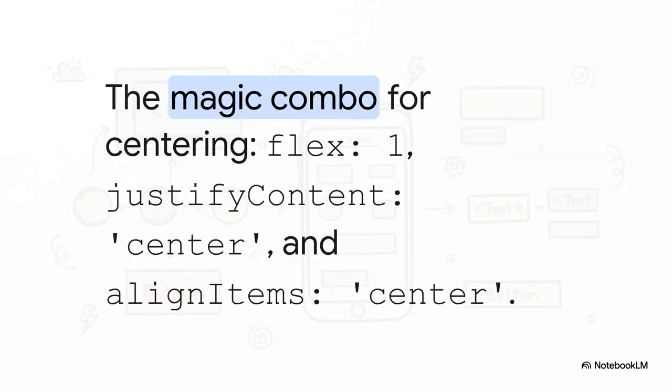And this is where the magic happens. Check this out. This simple combination of styles is all you need to perfectly center something on the screen. Flex 1 tells the container to fill up all the available space, and then Justify Content and Align Items team up to center the content both vertically and horizontally. No complicated math, no weird hacks, just a few clean style properties.